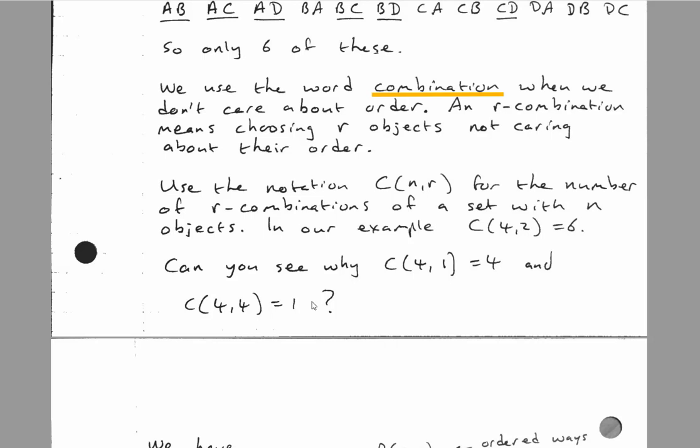Alright, so that's the difference between permutations and combinations. Are you counting different orders, or do you not care about the order?